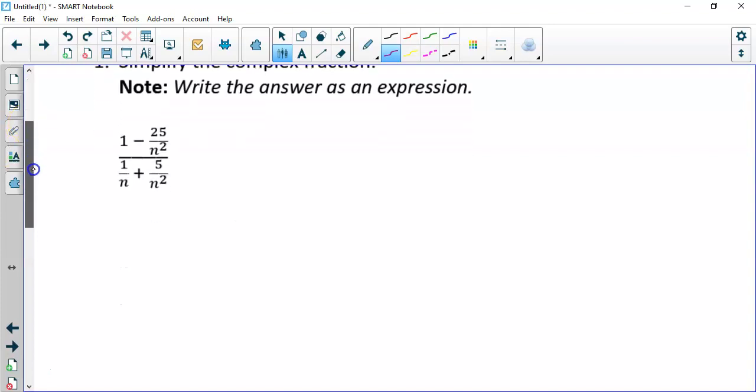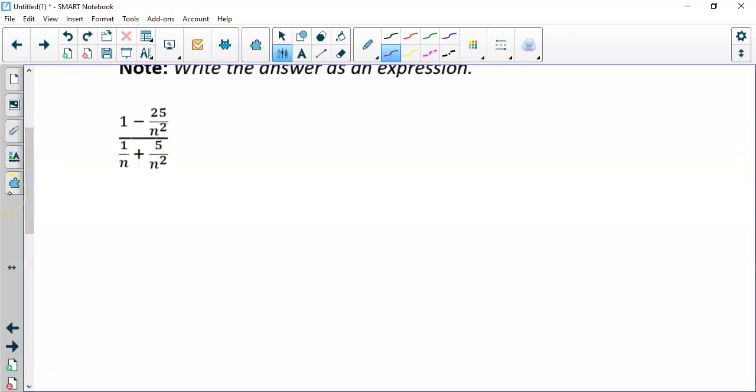All right, so we want to simplify the complex fraction. Now, I know my students were taught to clear the fraction. How about you guys? Were you taught how to just clear the fraction out? Or do they teach you to add and subtract and then do the keep, change, flip?